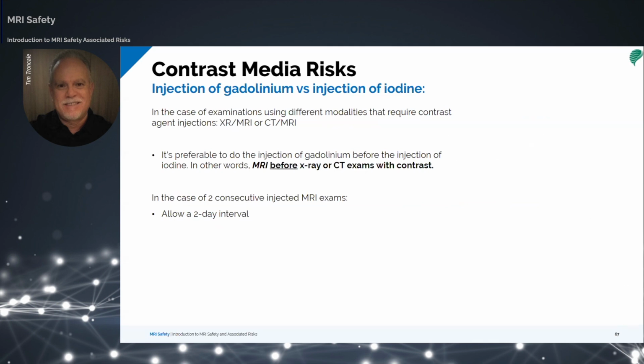One last thing to discuss about the risks associated with contrast media is injections of gadolinium in relationship with multiple MR exams or MR exams coupled with radiologic exams, such as X-ray or CT that use iodinated contrast media. As many know, iodinated contrast can have an adverse effect on the functioning of the kidneys, reducing the efficiency of filtration. For this reason, MR contrast examinations should be done before tests requiring injection of iodinated contrast.